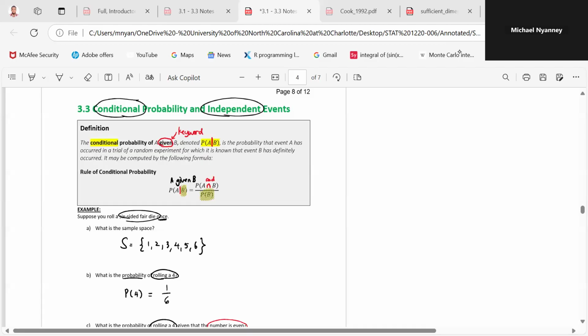Okay, so when we talk about conditional probability here, we are conditioning one event on another event, and therefore we want to find the probability of this. So given certain information, what is the probability of that event actually occurring? That is the whole idea of conditional probability. So we will start with conditional probability and then move on to independent events.